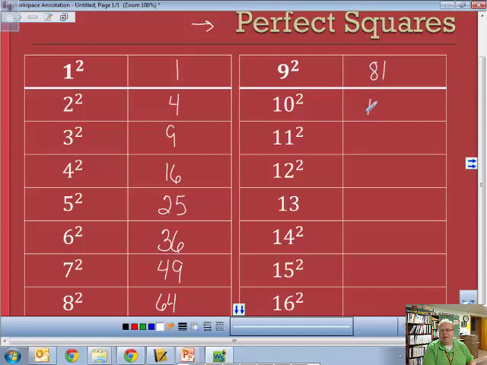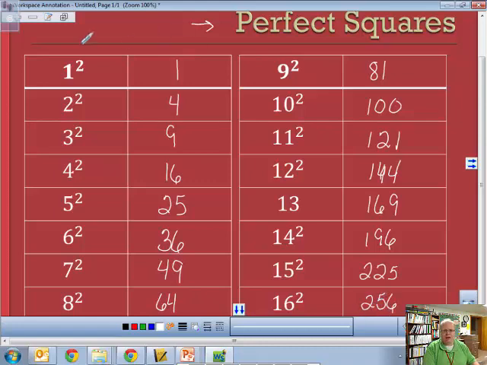Then we have 100, 121, 144, 169, 196, 225, and 256.